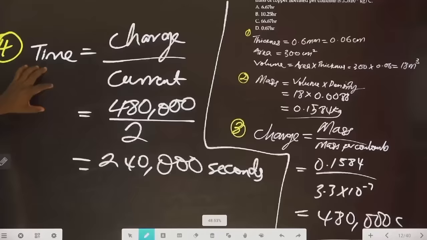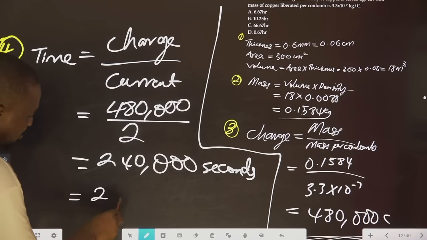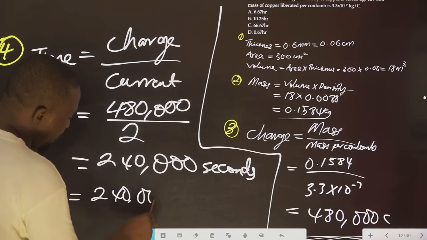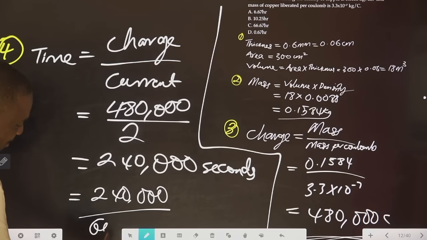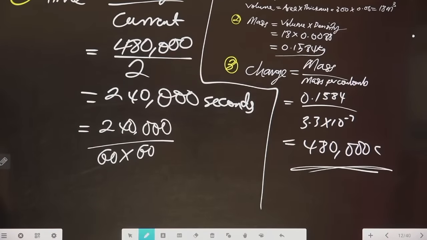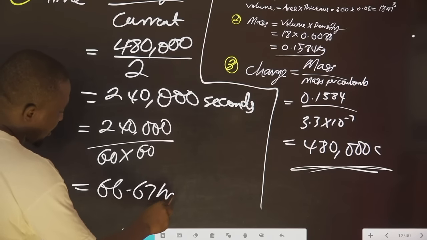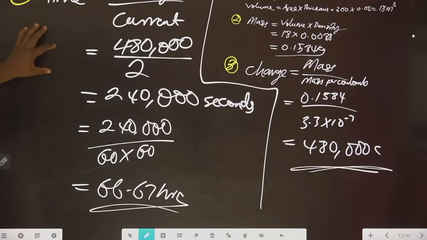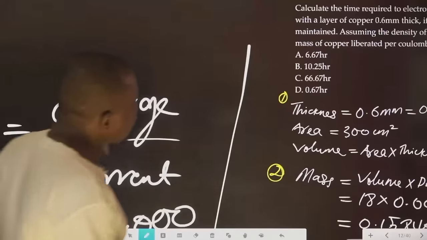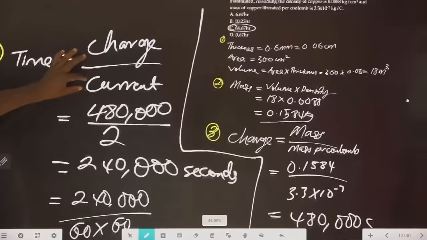Okay, let's now check the answer. You can see the answers are in hours. To put this in hours, you must first move it to minutes by dividing by 60, then divide by 60 again to move it to hours. Okay, so let's get a calculator. At the end of the day, we're going to have 66.67 hours. Okay. Let's go back to the question. 66.67 hours. Hope you understand this.